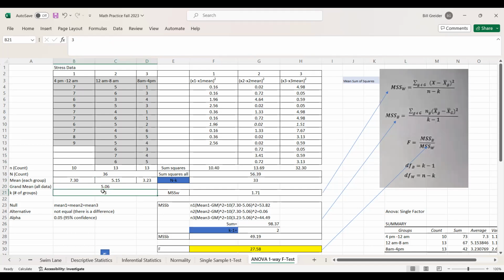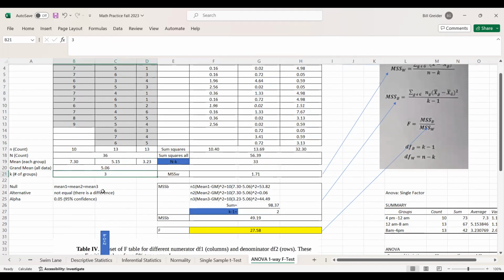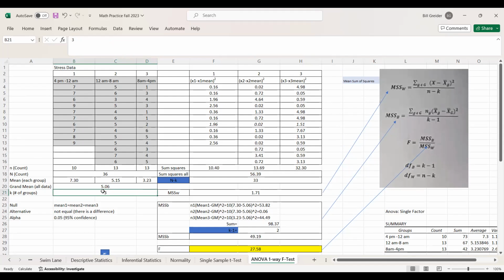So this is all the information we need in order to figure out if there is a difference. The null hypothesis here would be that mean number one is equal to mean number two, which is equal to mean number three, which means there's no difference in stress level between the three shifts. And the alternative again is that there is a difference. And we want to do it to a 95% confidence level.